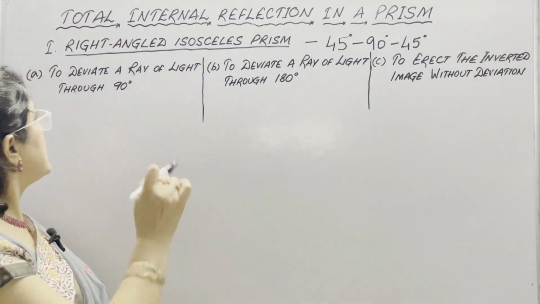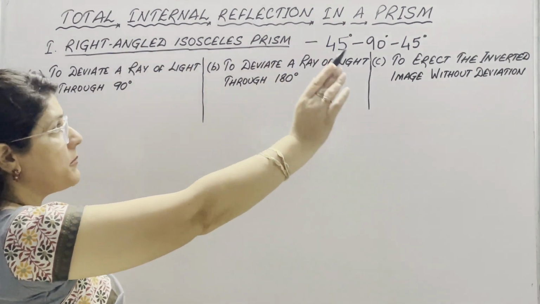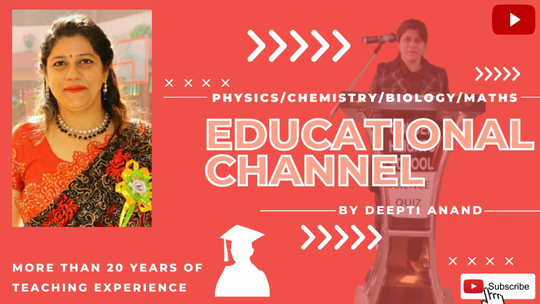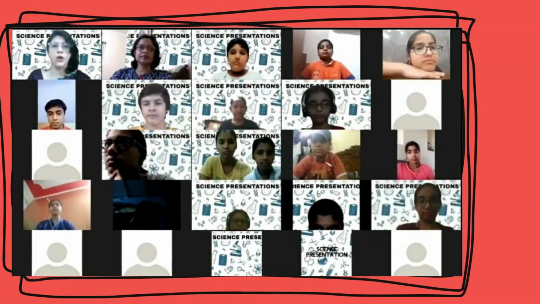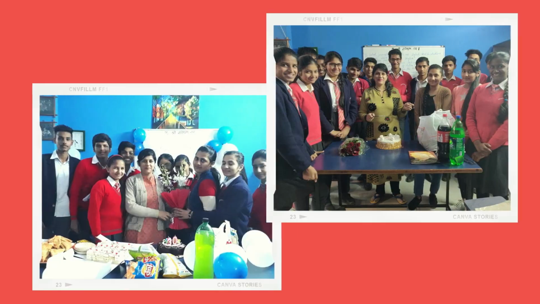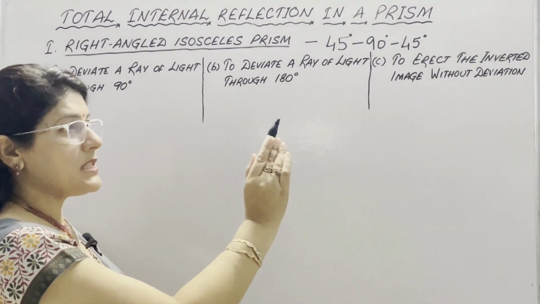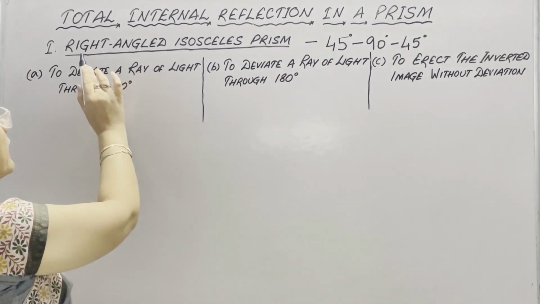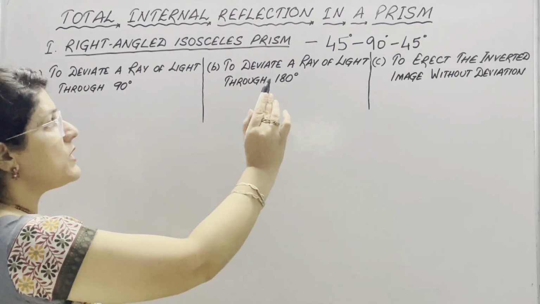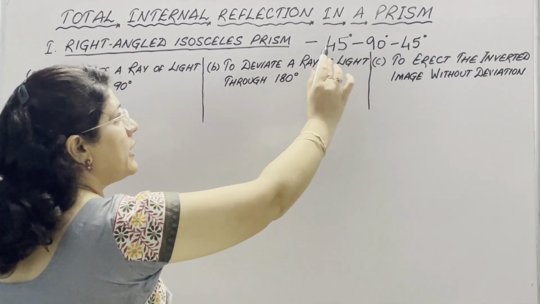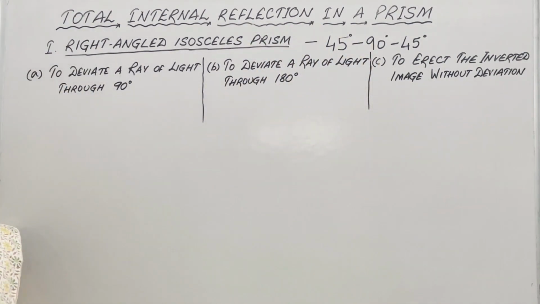Now we are going to discuss total internal reflection in a prism. First of all, we are going to discuss its first type, which is a right-angled isosceles prism. It means a prism in which one angle is of 90 degree and other two angles are of 45 degree.